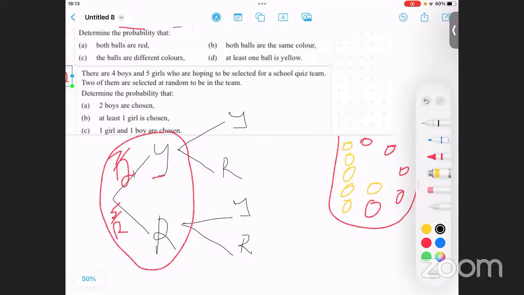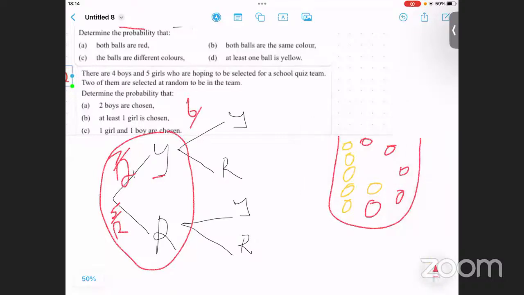Guys, how many yellows are we going to be left with if the first ball was yellow? The first ball was yellow and it was not replaced. How many yellow balls are we going to be left with? Ma'am, is it going to be 6? It's going to be 6. Did you say 6? Yes, ma'am.